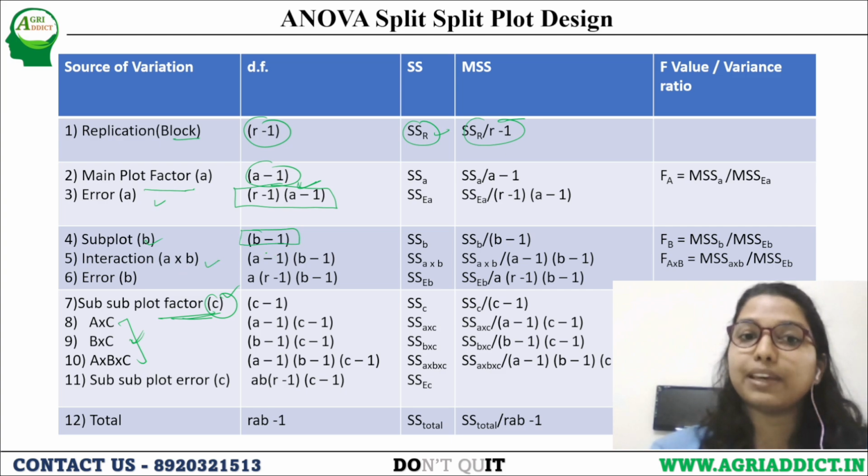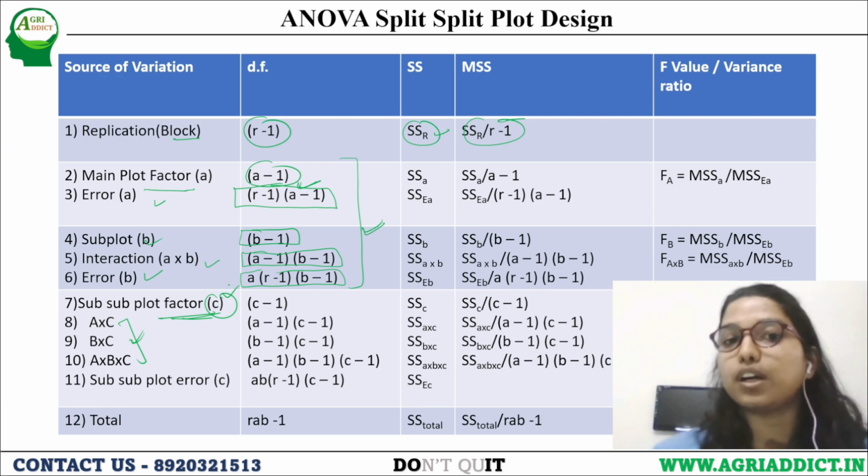Interaction A into B will be A minus 1, B minus 1. Then the error for these two will be the same. That is error B. It will be A into R minus 1, B minus 1. Till this time, it is similar to the split plot design. If you compare the ANOVA of both designs, it will be similar till this time.